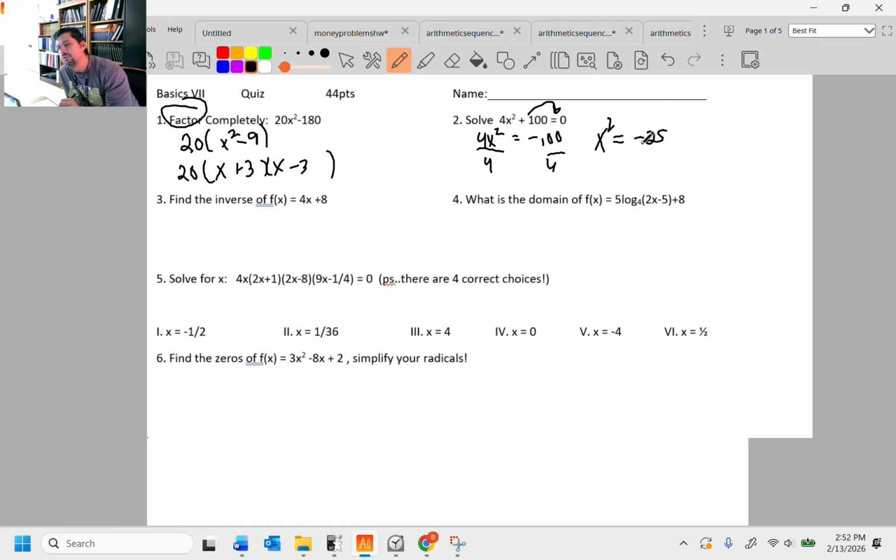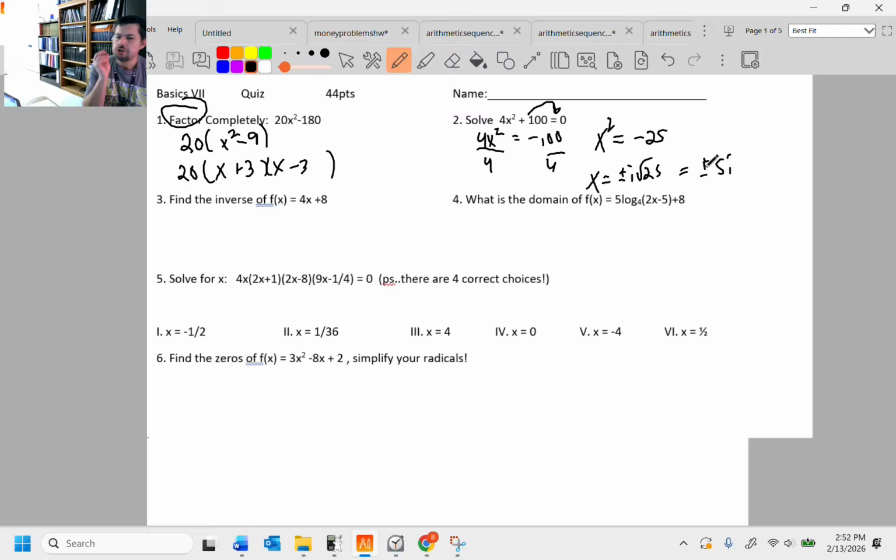I had a kid tell me you couldn't do this, probably because her calculator said you couldn't do it. You can, it's just not real. The root of a -25 is plus or minus the imaginary root of a +25. And the root of a +25 is 5. So we say plus or minus 5i.